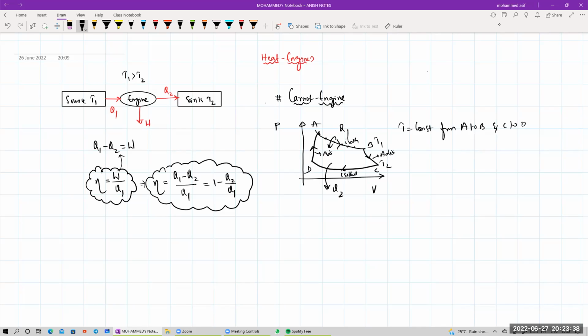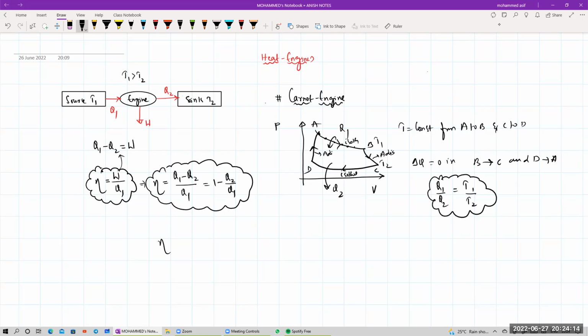So in A to B and as well as from C to D, what is remaining constant? Temperature. In the same way, delta Q will be equal to 0 in going from B to C and from D to A, as it is an adiabatic process, a sudden process. So you have the energy relation: Q1 by Q2 will be equal to T1 divided by T2. I told you yesterday, Q1 by Q2 is equal to T1 divided by T2.